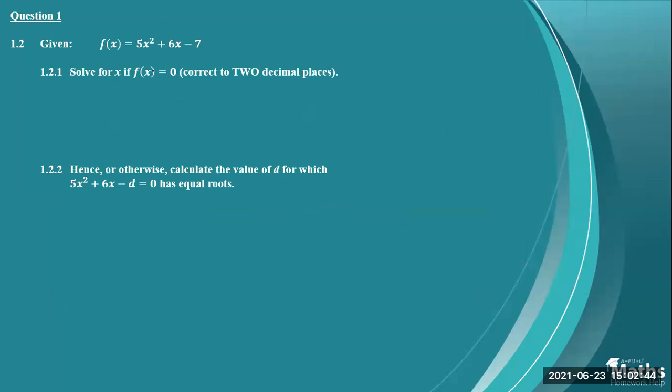Let's look at this one. We must solve for x, and they say correct to 2 decimal places. Now, if they say that you must solve something correct to 2 decimal places, then it implies that you must use the formula. So we have to make use of the formula.